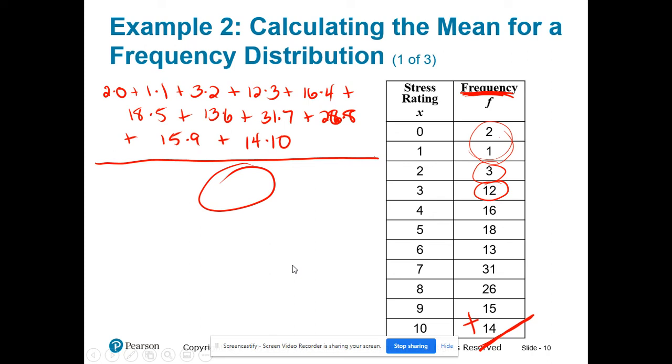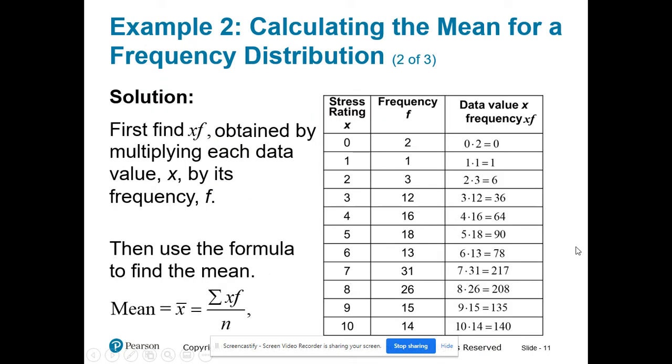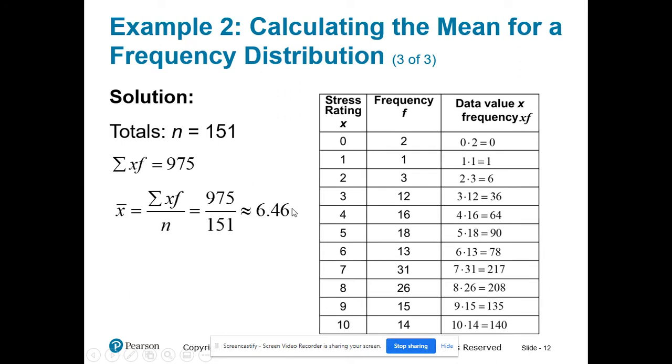All right, I'm going to go to the next slide. So they multiplied these for us because they were being nice. And I believe they also figured out how many numbers we had. So we have 151 numbers. When we add up all of the frequencies, we end up with 151 numbers. So we're going to take our 975 and divide it by 151 and get approximately 6.46. Be really, really careful on that.